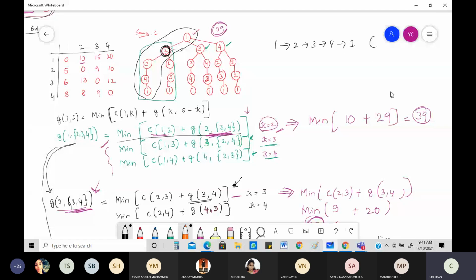What is the cost here? Okay, and also you need to show it for 1 to 2 to 4 to 3 to 1. What is the cost you get? That also you need to show. These 2 things you need to show.